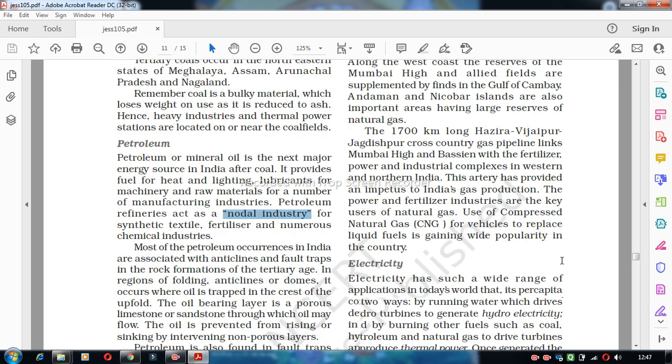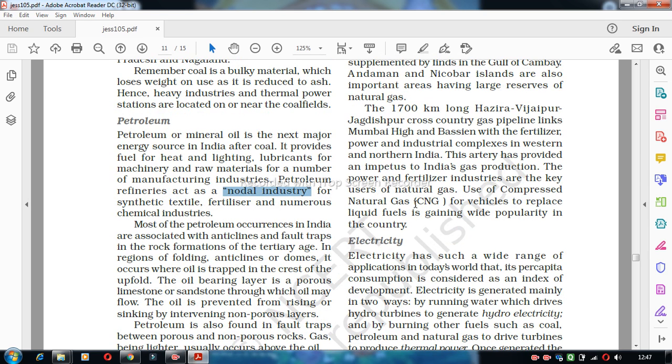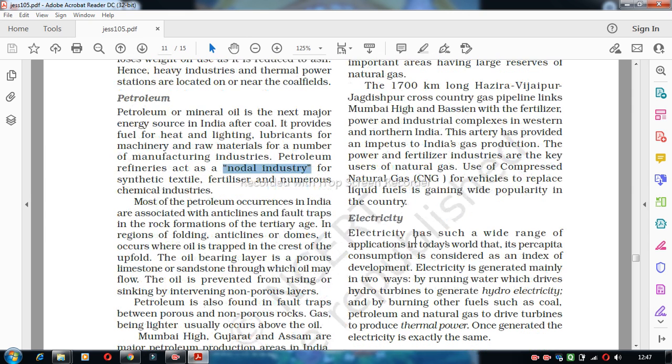Another important point from this paragraph is CNG. CNG stands for compressed natural gas. It can be asked for 1 mark MCQs in the examination.